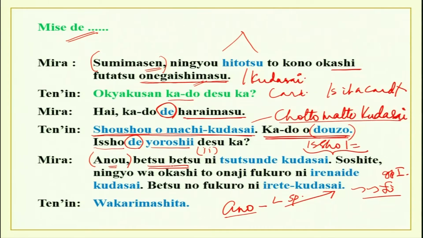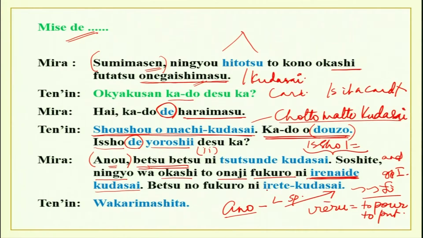Please wrap it up separately. Betsu betsu is separately. Soshite ningyō wa okashi to onaji fukuro ni irenai de kudasai. Please do not put. Ireru is to pour or to put. So, ningyo, which is doll, okashi, which is snacks, onaji means same, fukuro is bag. So, onaji fukuro ni, in the same bag, please do not put, is what it means.